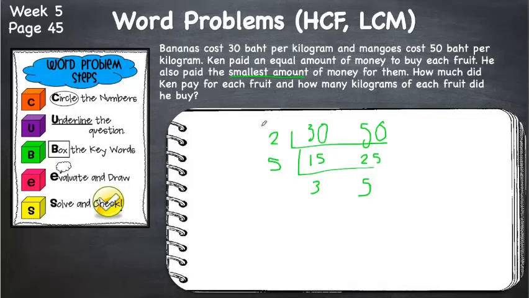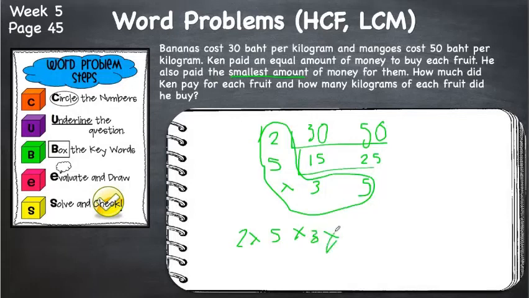So that means we have to multiply 2 times 5 times 3 times 5. All right, multiply all of these. Okay, 2 times 5 is 10. 3 times 5 is 15. 10 times 15 is 150. There we go. So we have our answer.